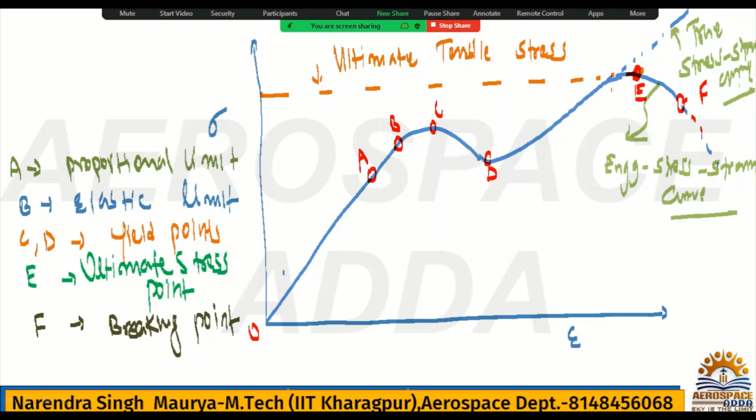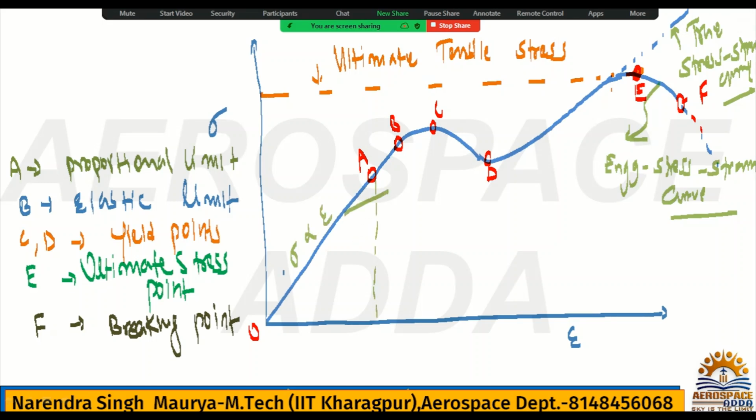I will explain, you have to listen and you will understand. What is the proportional limit? From O to A, O to A is the proportional limit. That is the straight line, straight and linear, and hence the proportional limit is the limiting value of stress up to which stress is directly proportional to strain. If you see here, O to A, only up to this zone sigma is directly proportional to strain.